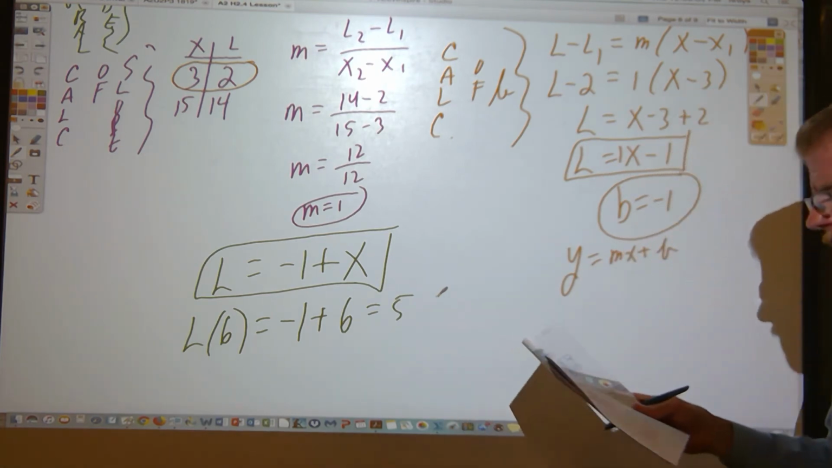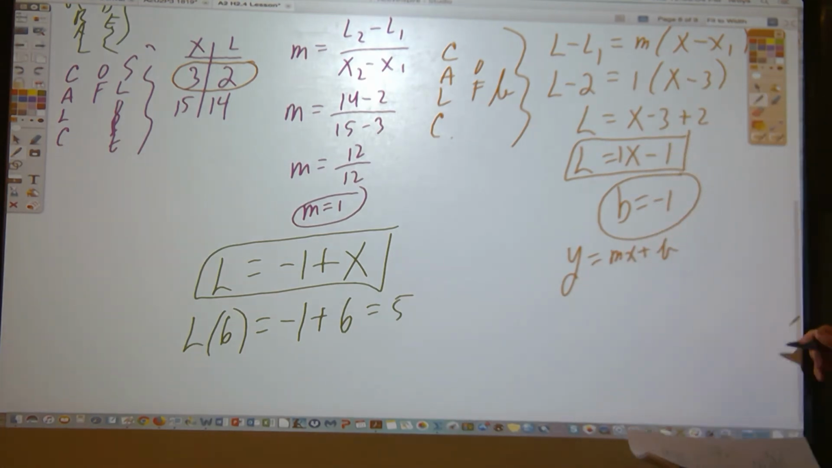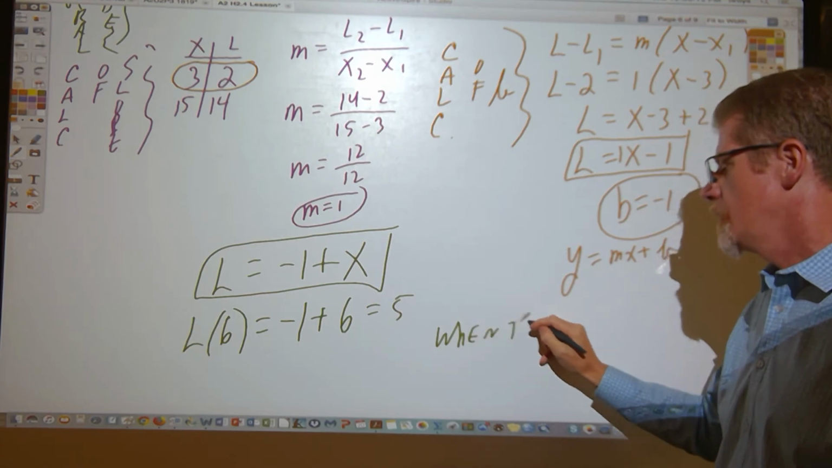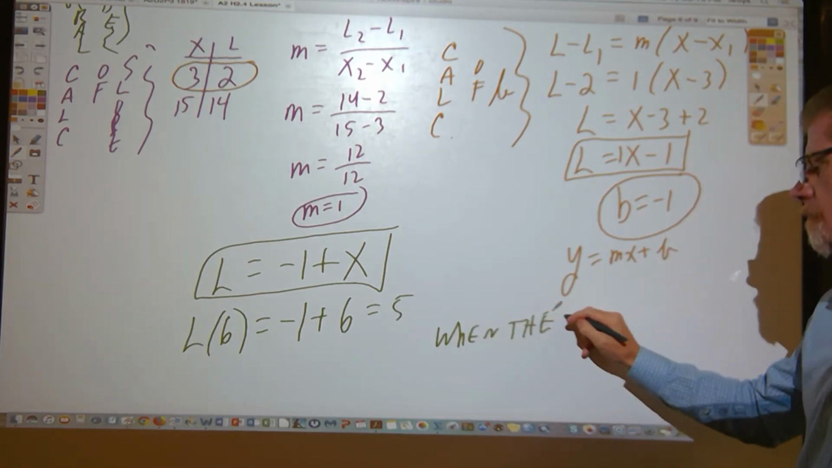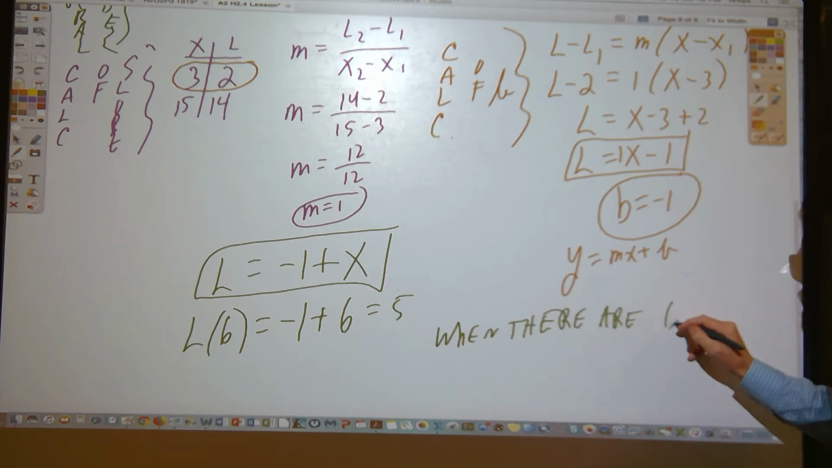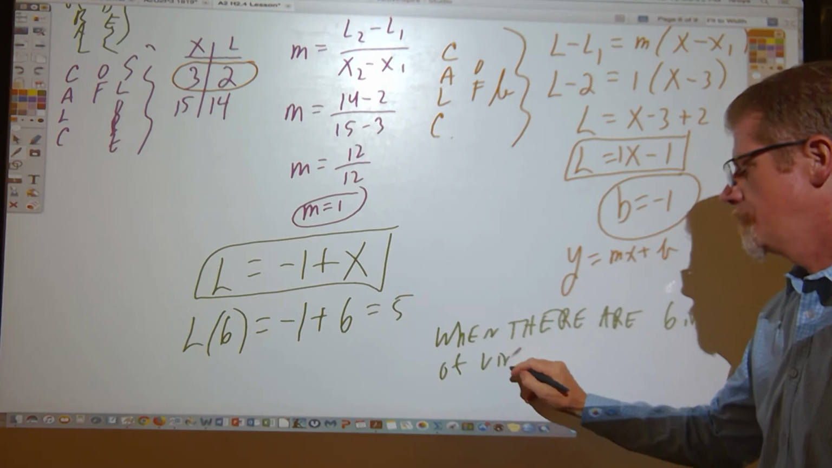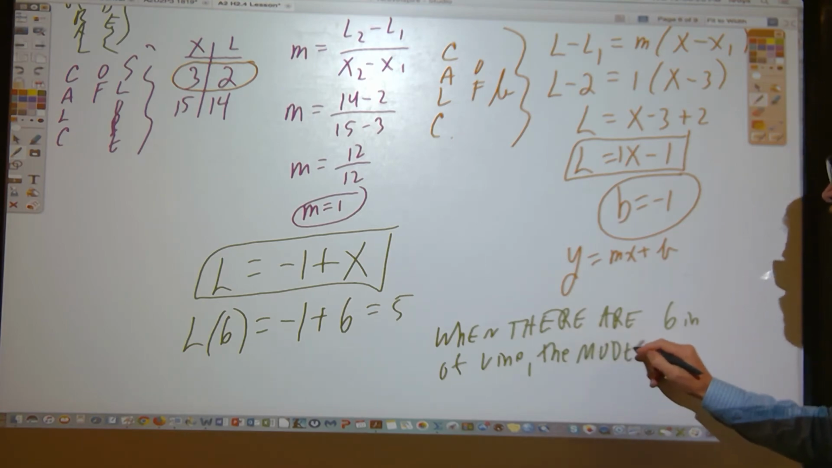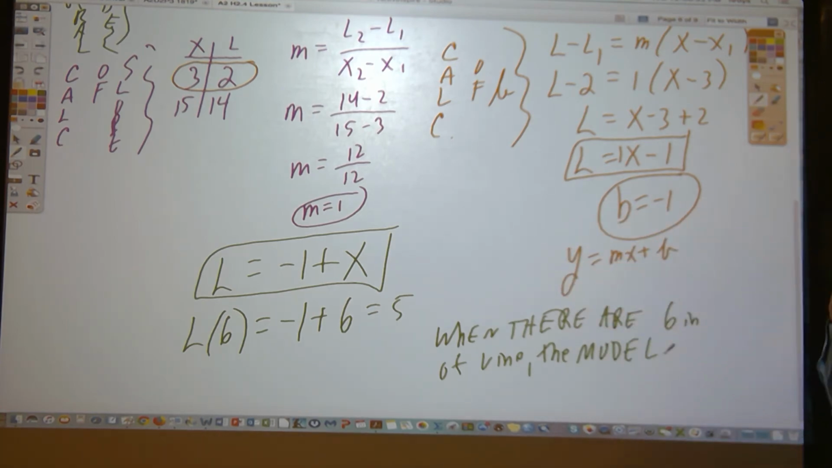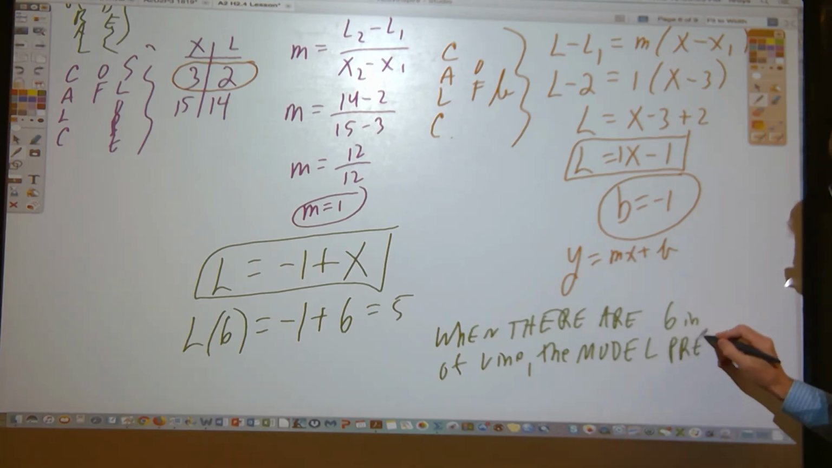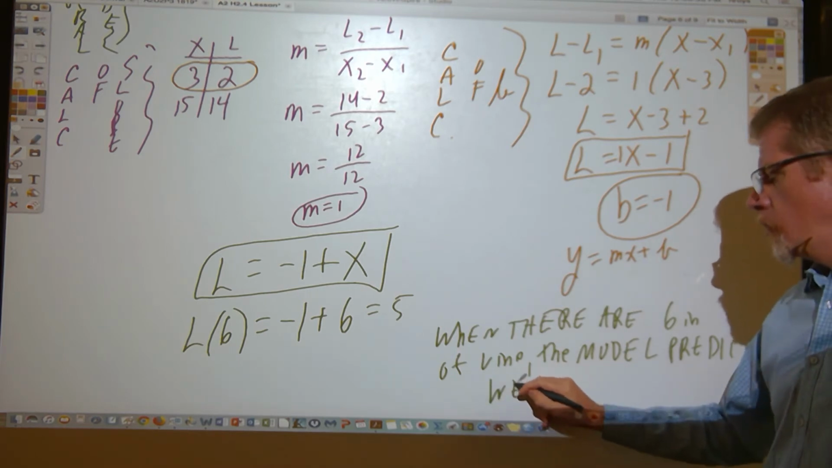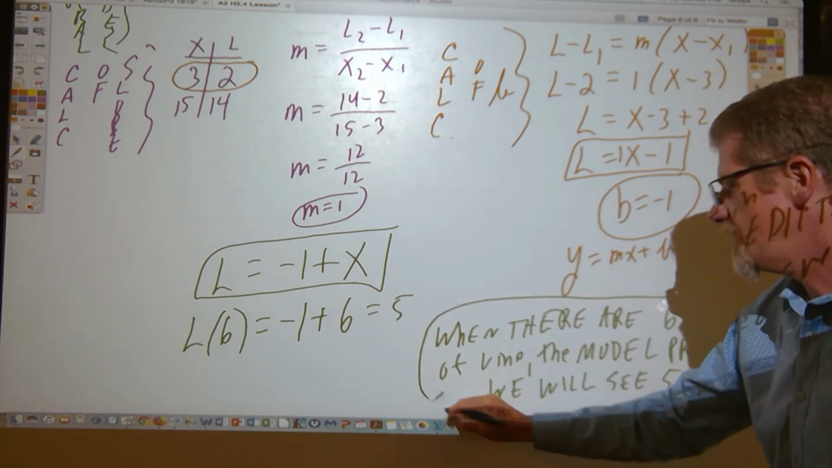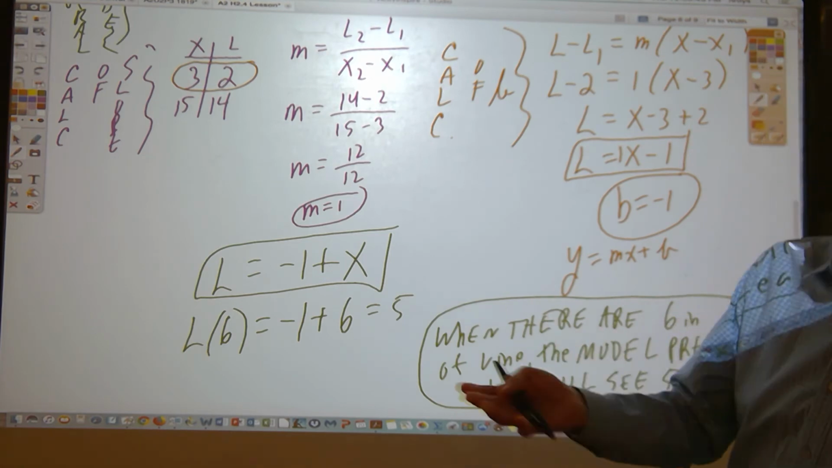And since it's a word problem, we answer our questions in verbal form, just like the SAT wants us to answer questions in verbal form. So what we say is that when there are 6 inches of vine, the model predicts we will see 5 leaves. We don't know for sure that's what it's going to be. This is just what the model predicts will happen. Okay, so that's it. That completes homework 2.4's lesson. You can do the other ones on your own.